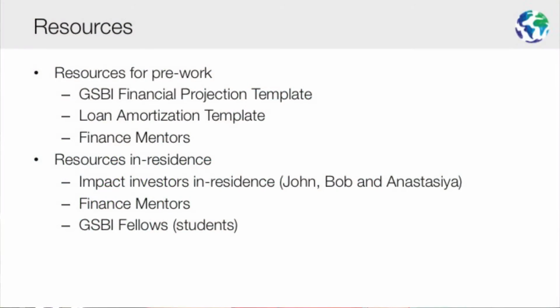Now, I mentioned there are a couple of different resources. One is the GSBI Financial Projection Template. If you have one that's working well for you, don't worry about that. If there are ones that you'd like to upgrade to, or you think you'd like to upgrade to, take a look at the GSBI Financial Projection Template. The second thing I mentioned was the loan amortization schedule, which is available to you. And third, there are finance mentors.